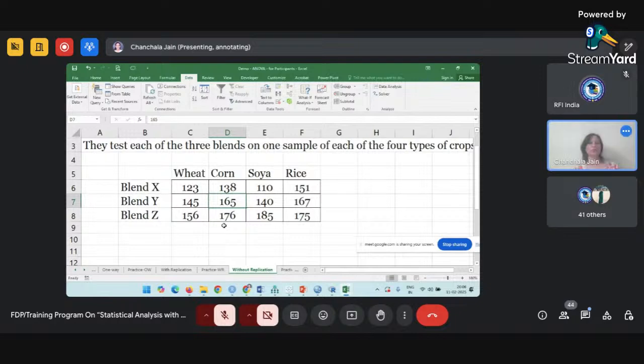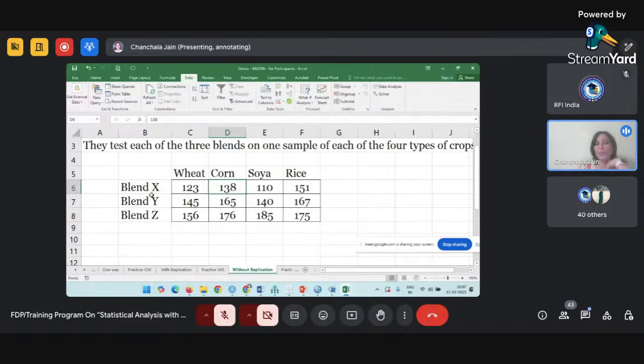Very good. So that means you can find we are having the blends. Three different blends are available: Blend X, Y, and Z. And we are having the four different crops: wheat, corn, soya, and rice. And these are the yields given of these crops. If you are using the blend X on wheat, so this will be the yield or production of the wheat, right? If you are using blend X on corn, so this will be the production of corn. Similarly for soya and rice.